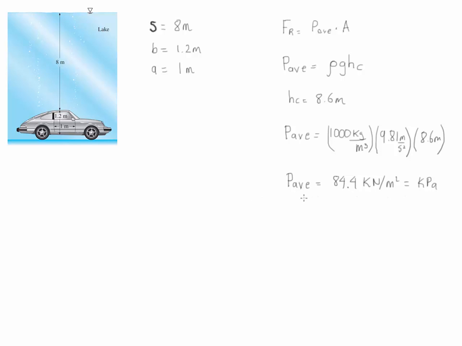Once we have the average pressure, we can calculate the hydrostatic force by multiplying it by the area. So the hydrostatic force is equal to 84.4 kilopascals multiplied by the cross-sectional area of the section that we're evaluating, which is a rectangle of 1.2 meters times 1 meter. This gives us a force of 101.3 kilonewtons.